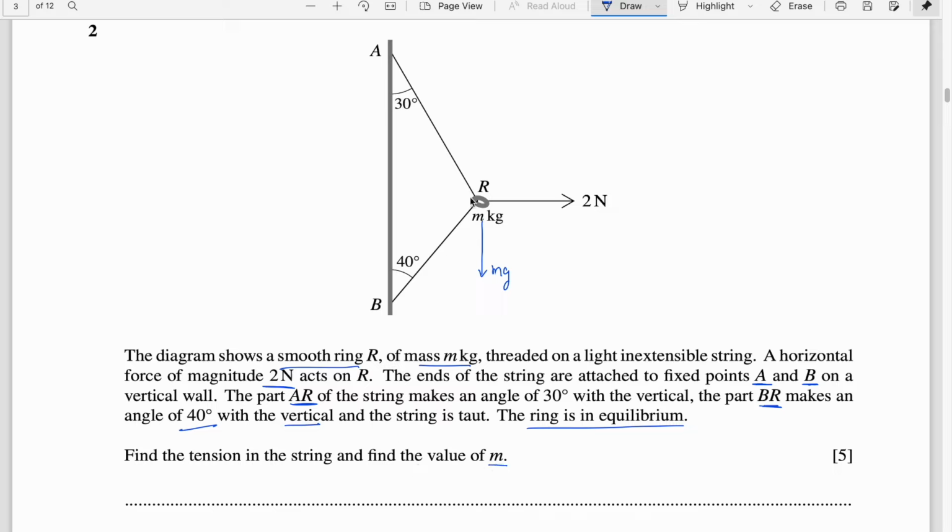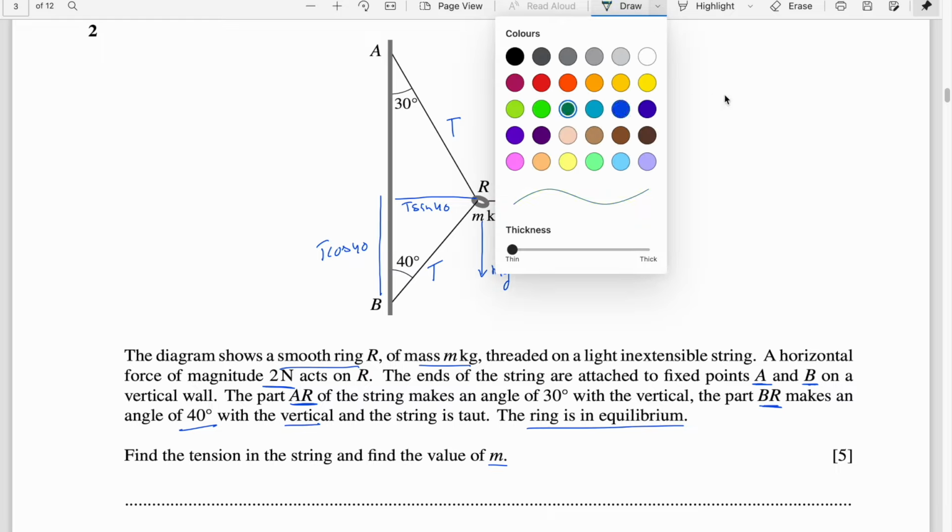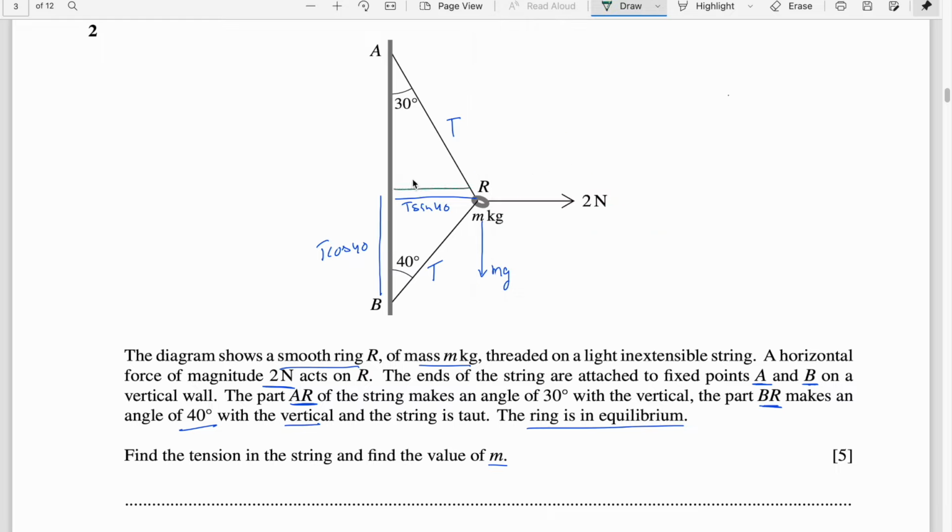Know one thing: when this is one string and it passes through the smooth ring, tension on both sides is the same, so we are writing just T and not T1 and T2. Now if we resolve these, this vertical portion is going to be T cos 40 and this horizontal part is going to be T sin of 40. On the upper half, this side is going to be T sin of 30 and this is going to be T cos of 30.